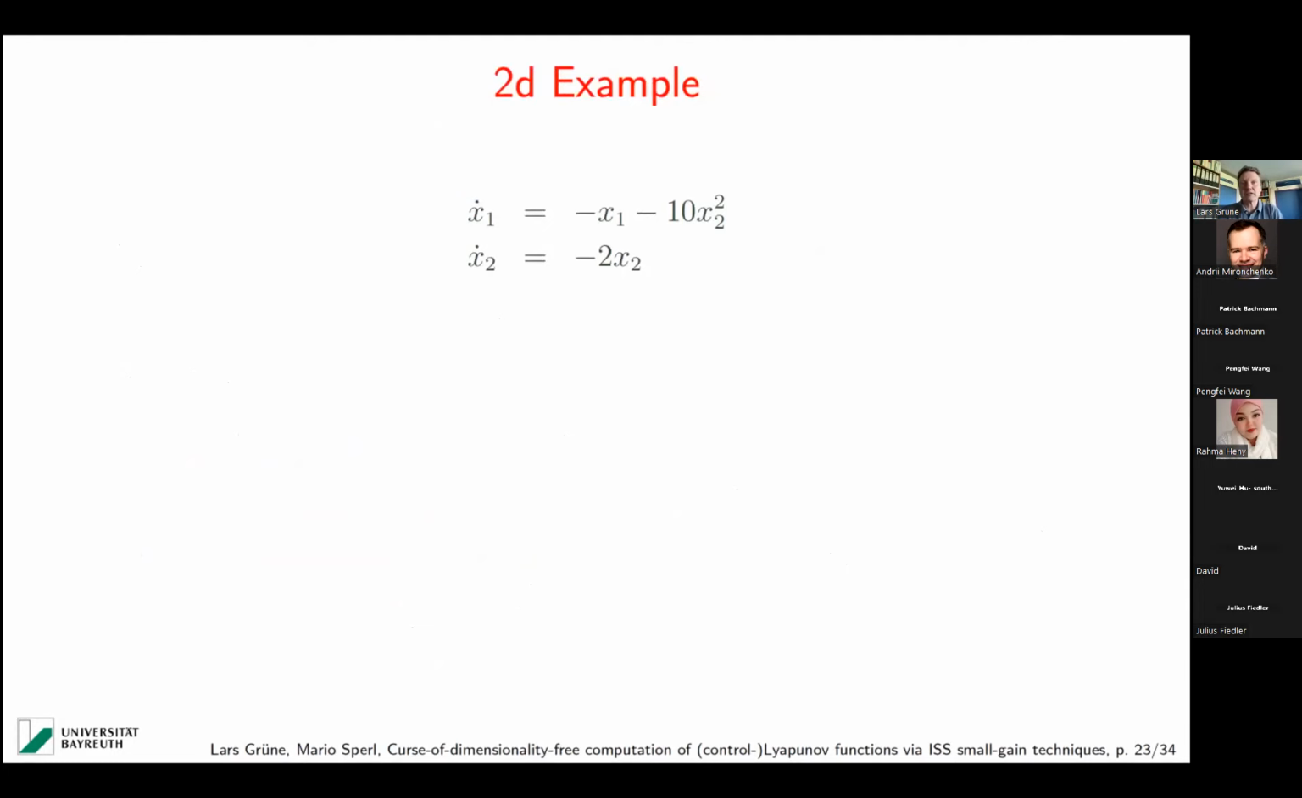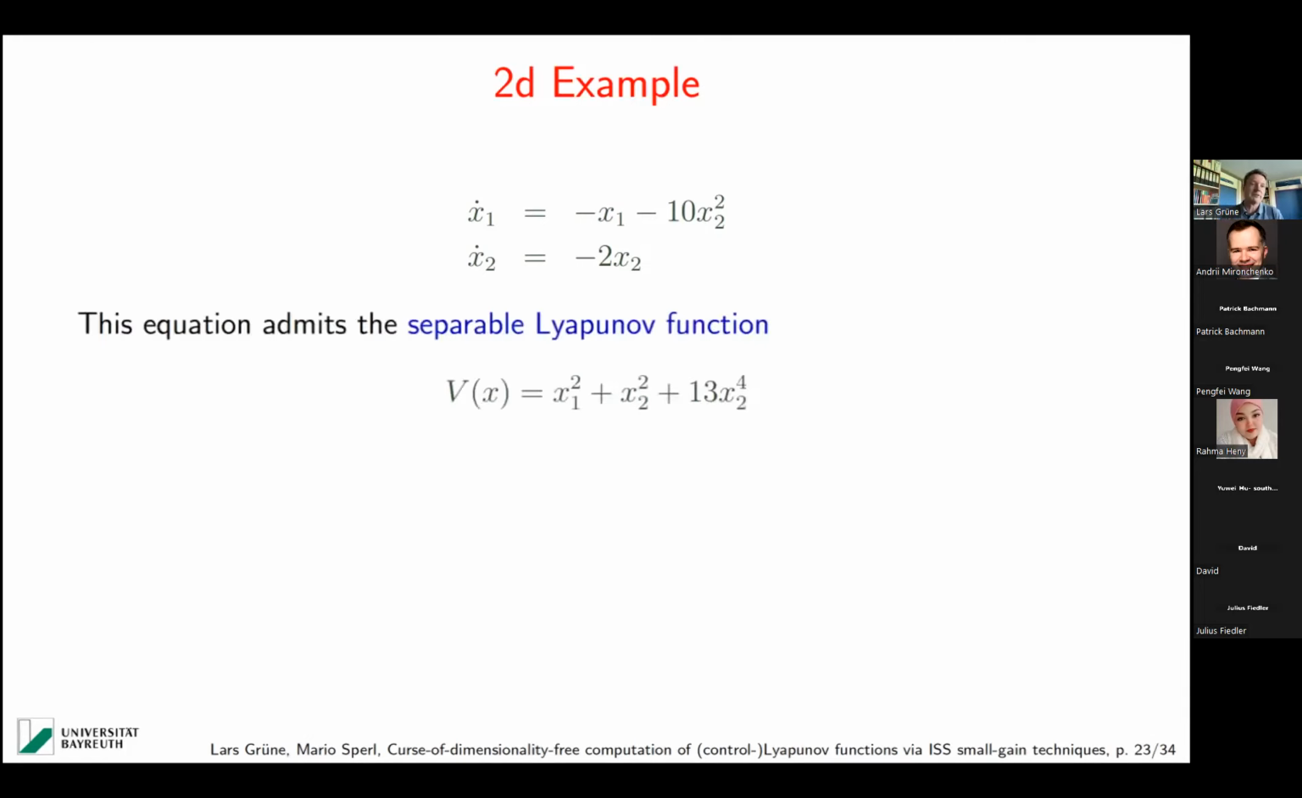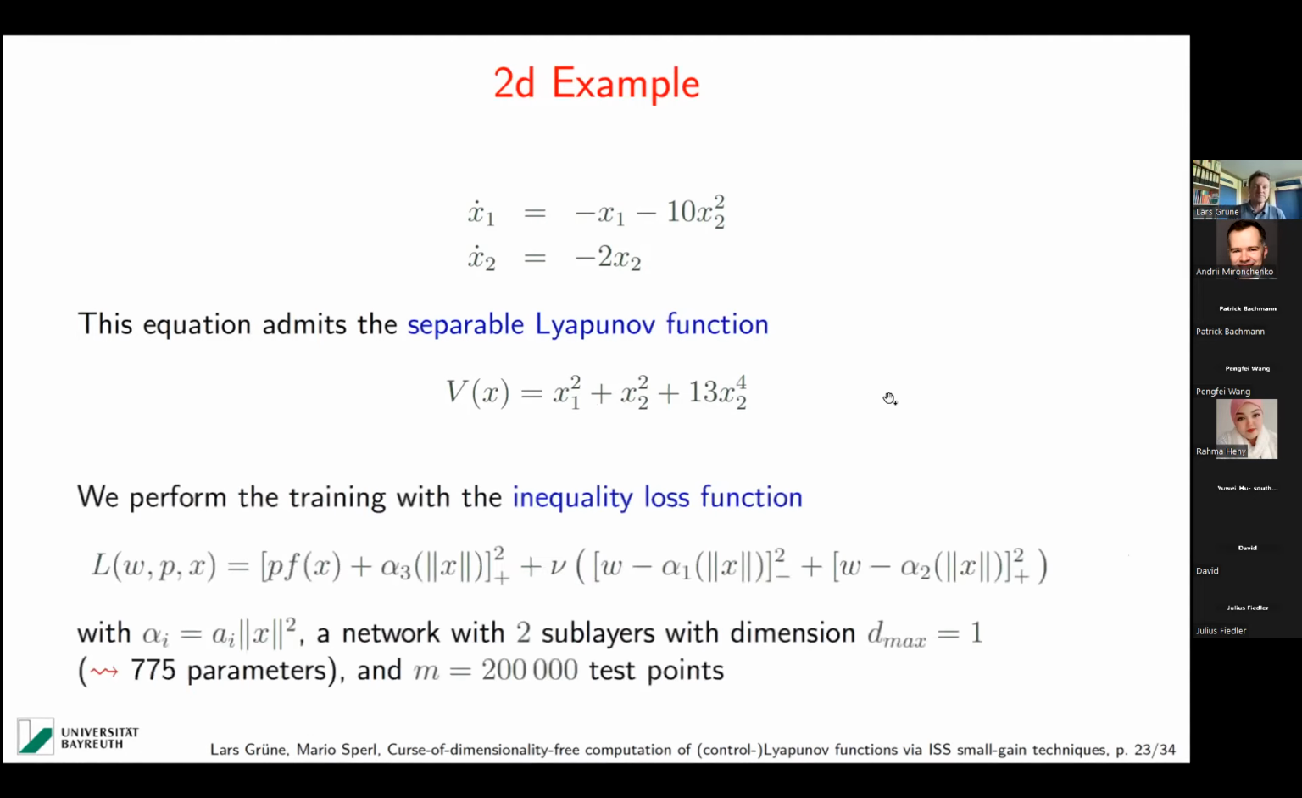Okay, let us start with something very simple. And all the ISS experts will immediately see that this is a cascade of two one-dimensional ISS ODEs. So it's ISS. It satisfies the small gain theorem trivially. So we know that there is a separable Lyapunov function, and we can actually compute it. It looks like that, right? Well, actually, it's not the only one, but this is one that satisfies it. But what is important is that we really need some higher order terms than just squared. So a completely standard choice, x1 squared plus x2 squared, will not do the job for this system.